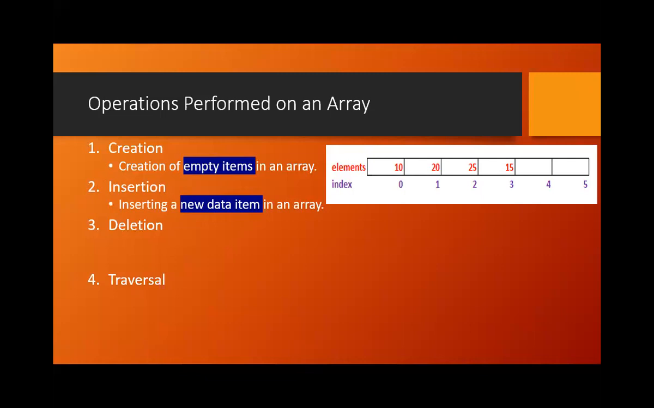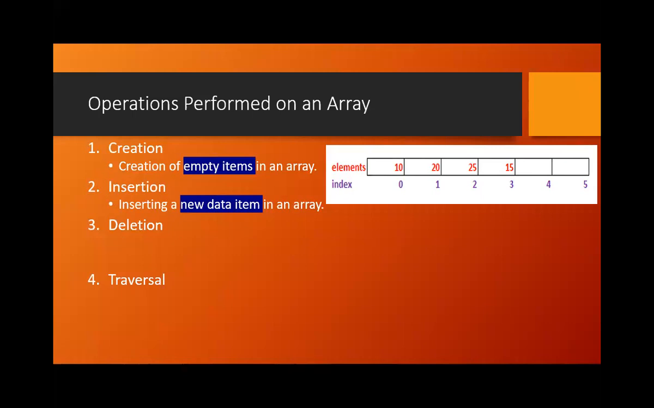Now here, can you tell me where we can insert in this given array? If I want to perform an insertion operation, where can I perform it? On the index number 4. At the 4th index position, I can insert a new element here. Very good. The next one, the deletion. What do we actually mean by deletion? Anyone? What is the deletion operation? Deleting an element. Deleting an element, right?